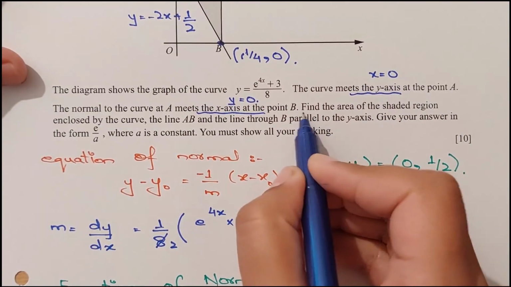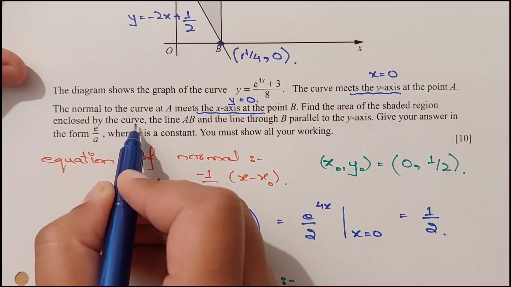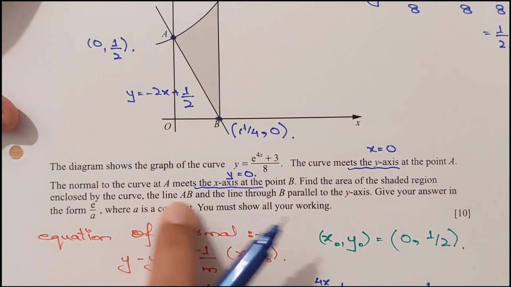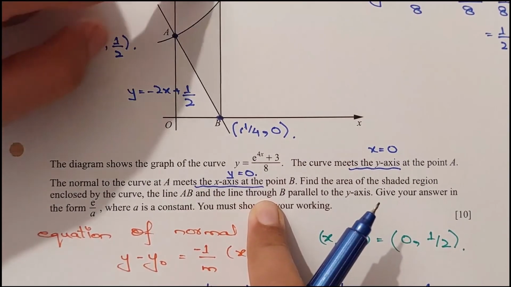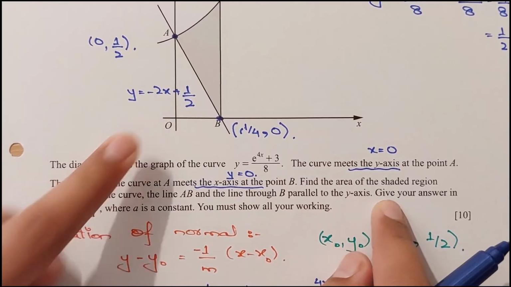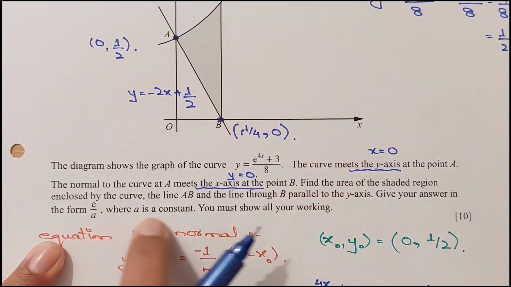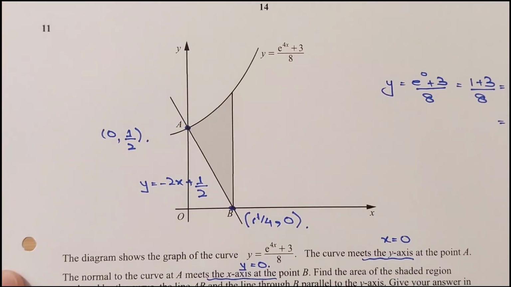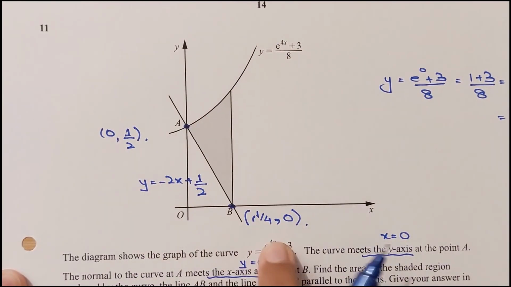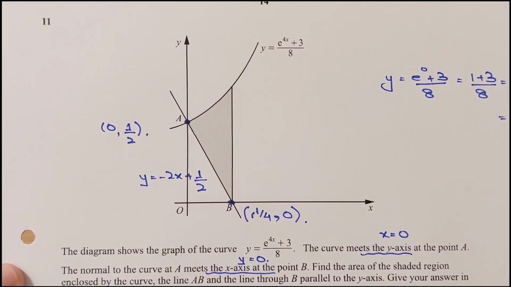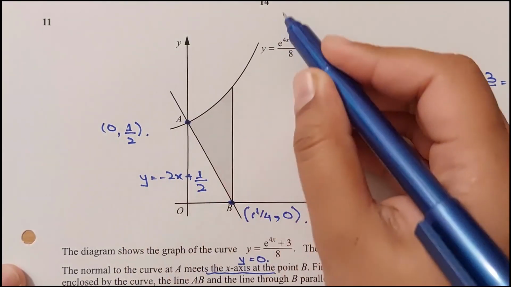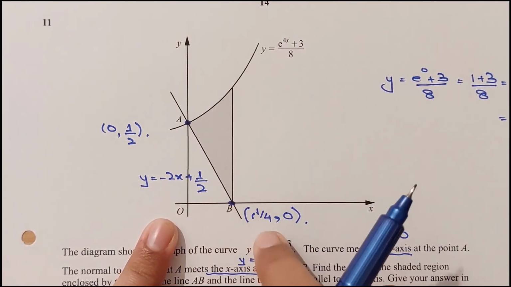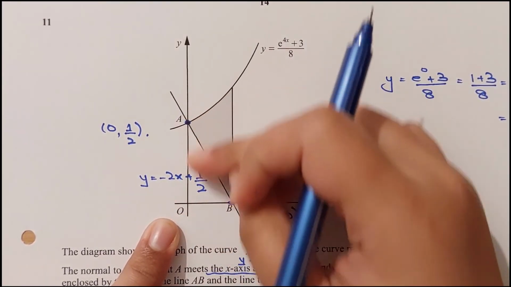Okay, the next part of the question says find the area of the shaded region that is enclosed by the curve, the line AB, and the line through B that is parallel to the y-axis. Give your answer in the form e over a, where a is a constant. You must show your working. So we have to find the area of the shaded region. Now we have a curve and a line and the coordinates of A and B. Let me find the area under this curve. So we have to integrate this curve between x equals 0 and x equals 1 by 4, and we will get the whole area, right?